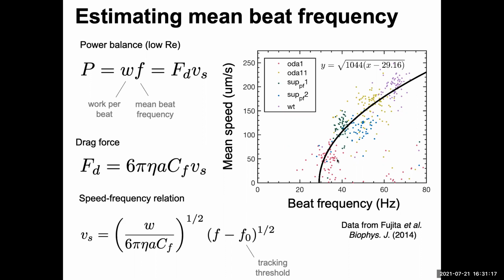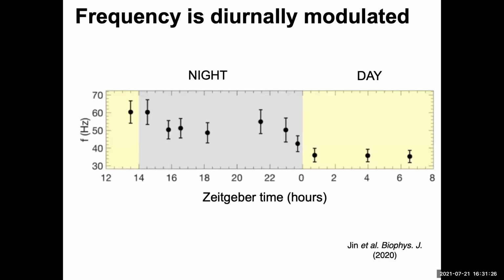What we did is we fit the data by Fujita et al. And this allows us to infer a frequency from the swimming speed, and this is what is plotted here. The frequency changes with the time of day, and it seems to broadly decrease during the night and then flatten out during the day.